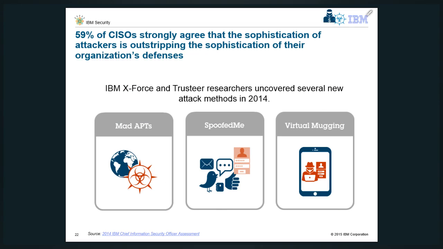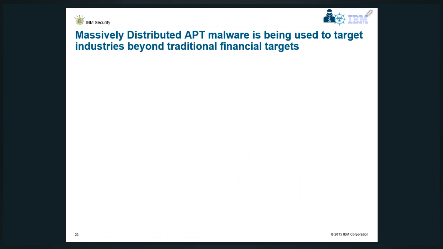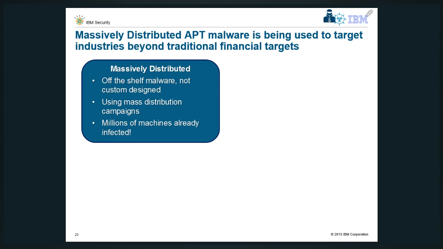The other thing that our customers are saying is that about 60% believe that the sophistication of the attackers is actually outstripping that of their organizational defenses. And here are a few things that we're seeing. We're seeing something we're calling massively distributed APT malware. I actually don't like the term APT anymore as a result of this. I actually think that we should call this, and I'll tell you, actually, I'll hold on. I won't give you a spoiler quite yet.